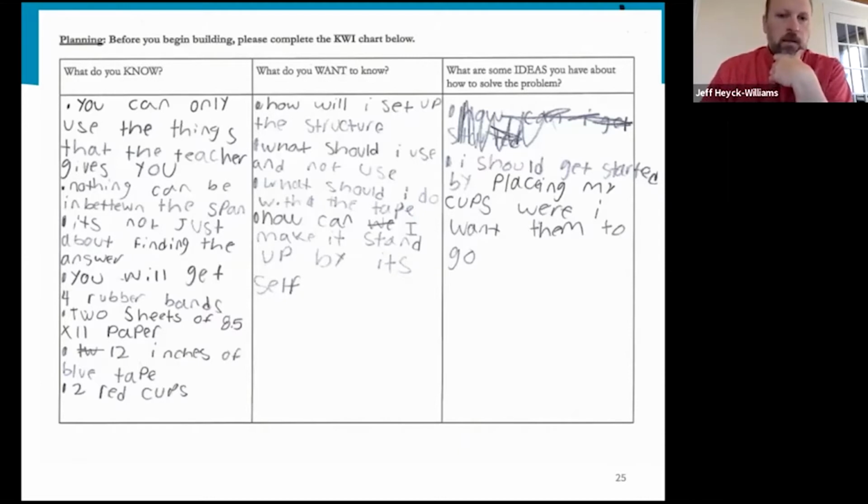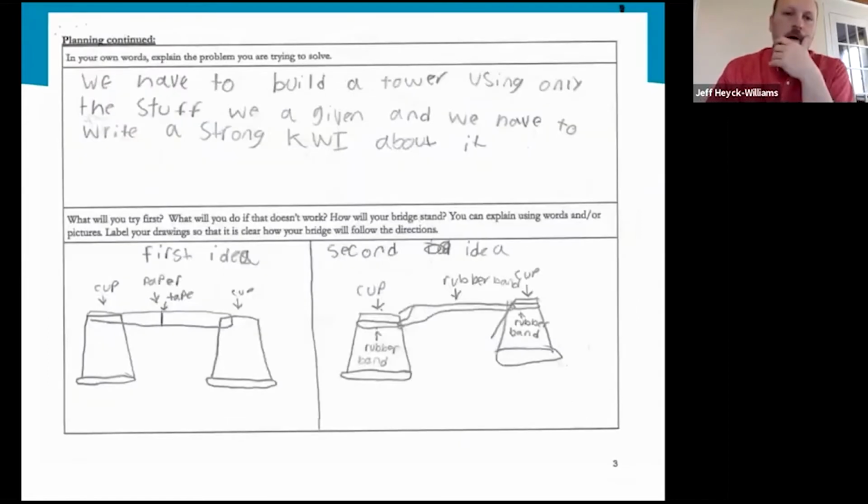All right. She also had a continued place to think within her KWI: what do I know, what do I need to find out, what are my ideas, to continue to make her thinking visible. I want to highlight a piece here, and that is that she's drawn some pictures down at the bottom to get some ideas for how she's going to build her bridge.